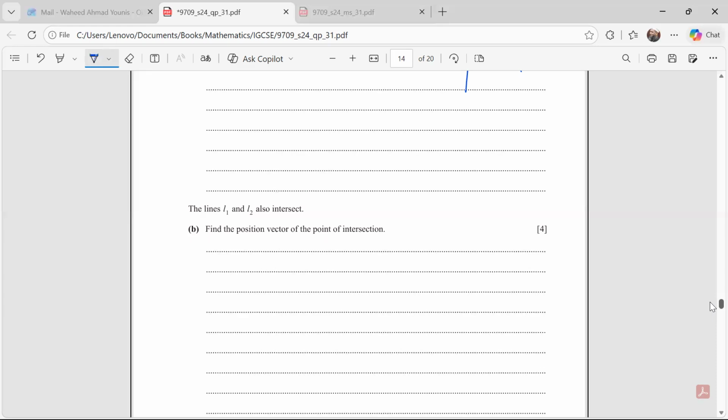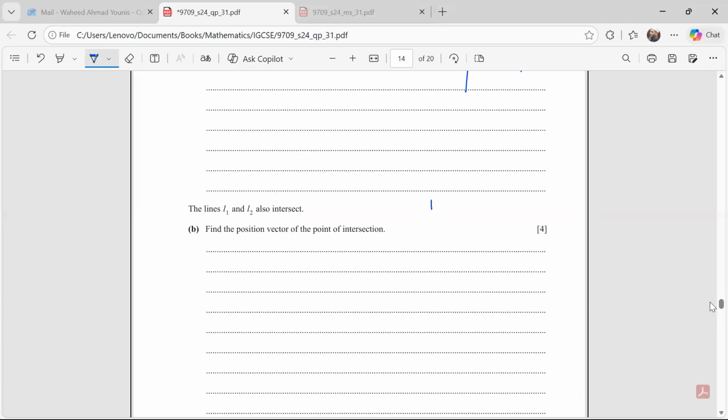Okay, so they're not only perpendicular, because it is possible that the two lines are perpendicular, but they do not intersect, if you're talking about 3D space. In 2D it cannot be, but in 3D yes. Okay, find the position vector of the point of intersection.